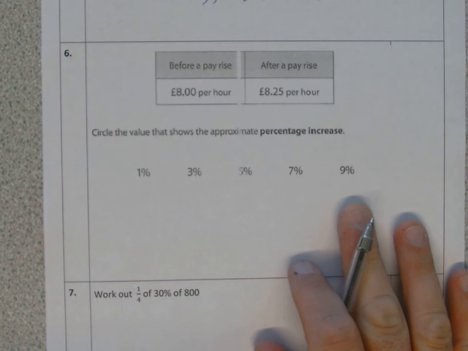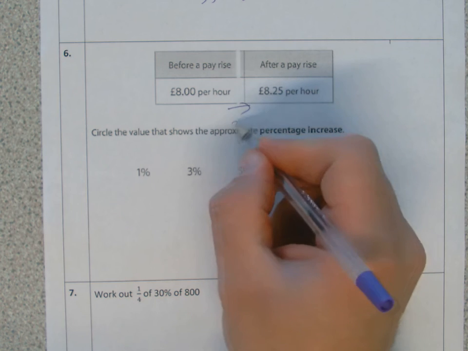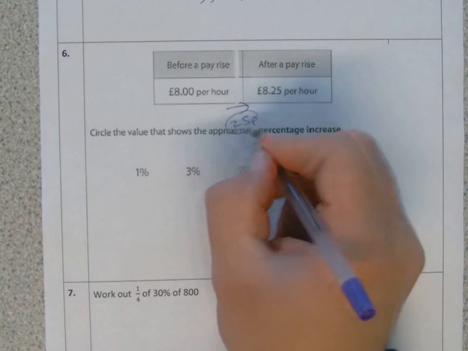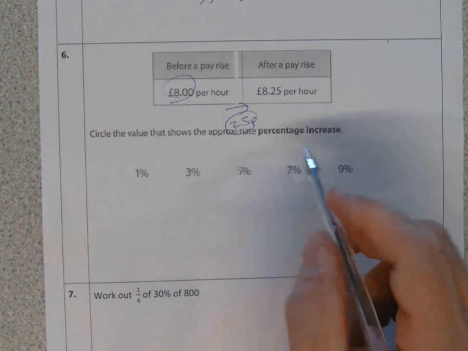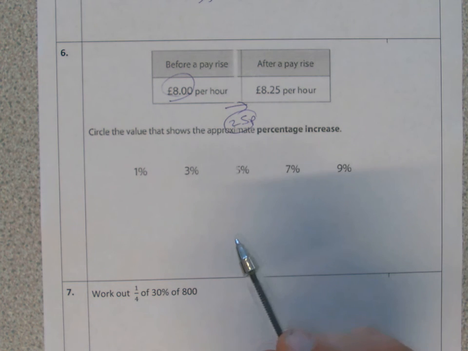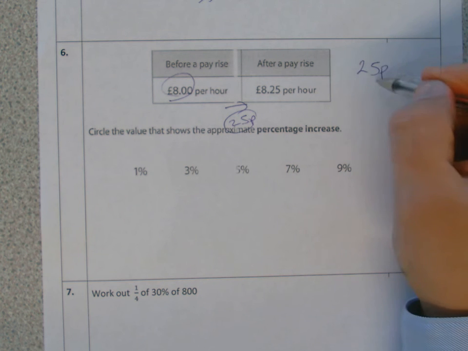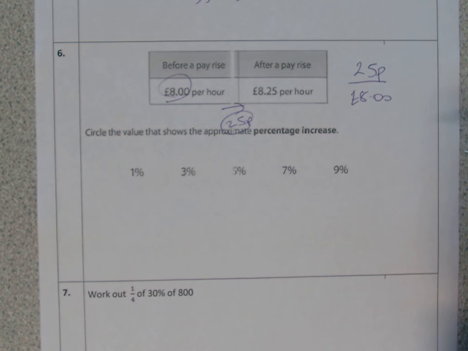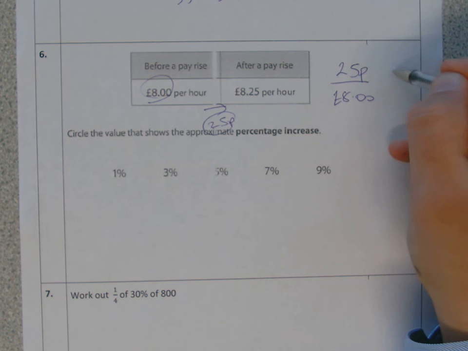Question 6. Circle the value that shows the approximate percentage increase. Now, here you can see the wage has gone up by 25 pence. We want to think of what proportion of the initial pay 25 pence is. In other words, what's 25 pence out of £8? Or if you had the same units, you could write that, couldn't you?